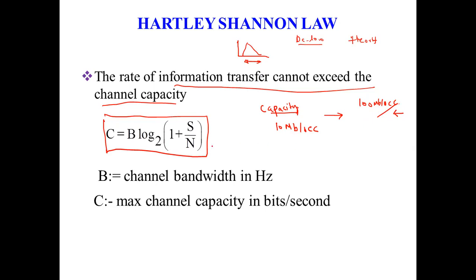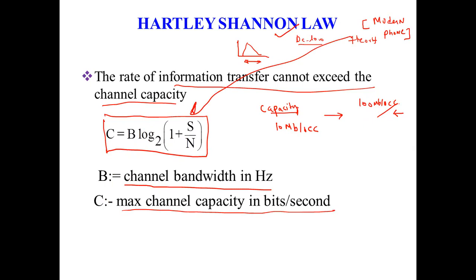For that, your maximum channel capacity in bits per second is given by a formula that was derived by Shannon. Based upon Shannon's law only, we have the modern phone. The modern phone which we are utilizing today is based upon this formula, and they have done advancement, but it is because of Shannon's work.